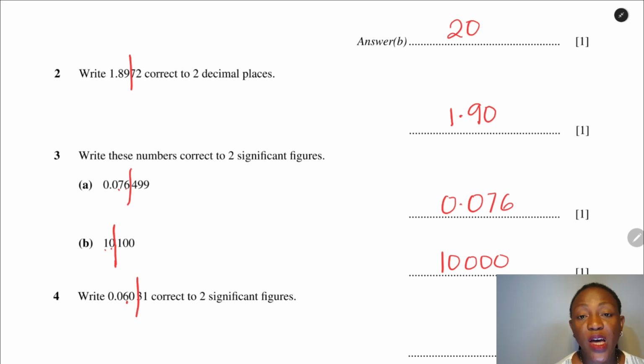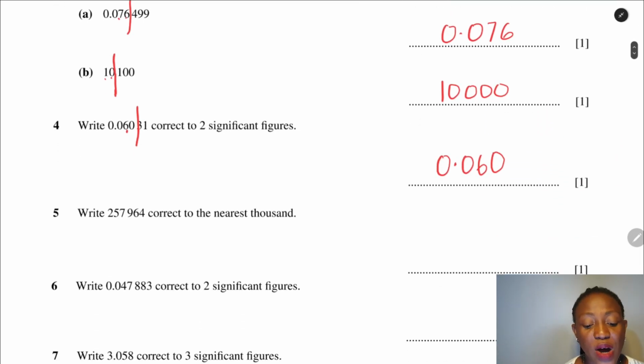We put our slash there. The number after it is 3. So we end up with 0.060. Yes, the 0 after the 6 here is also important because remember, it is a significant figure. It is our second significant figure.